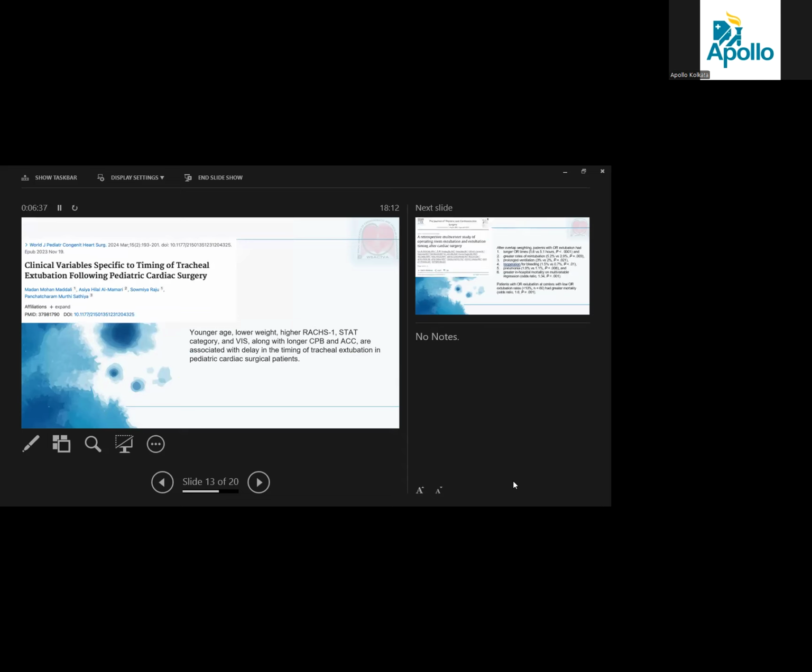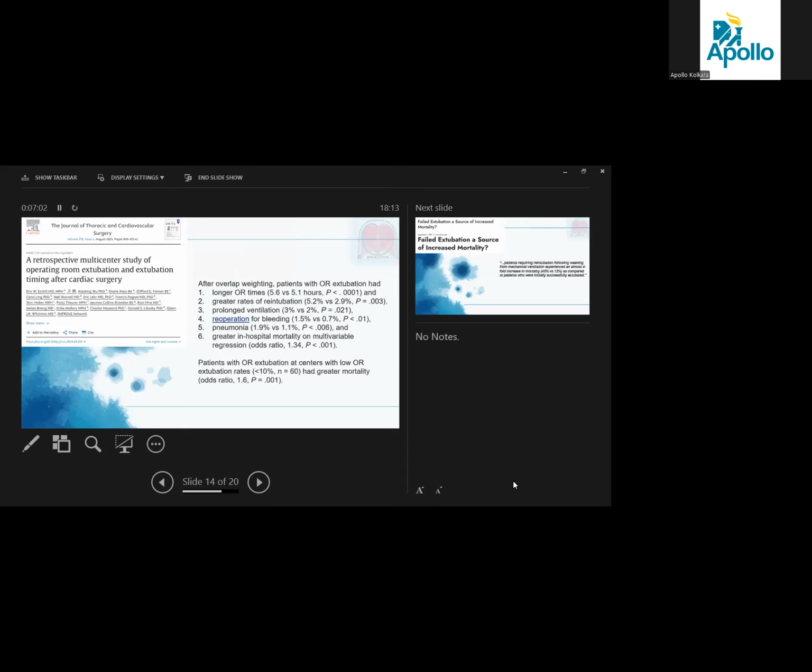And yes, among clinical variables specific to timing of tracheal extubation following pediatric cardiac surgery, the RACS1 score, the STAT category and the VIS are very important here. And for longer CPB runs, we need to take care of the patients and not follow a routine protocol of extubating on table, though it might be one of the options.